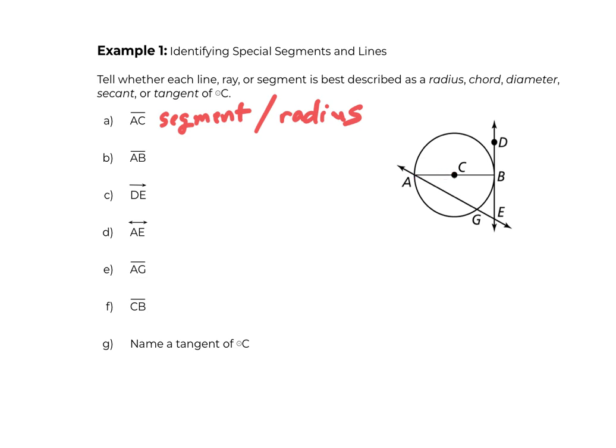Okay, AB. Start at A, all the way to B. A and B are both on the circle. It goes through the center. It's still a segment. This segment is what we call the diameter because it goes through the center.